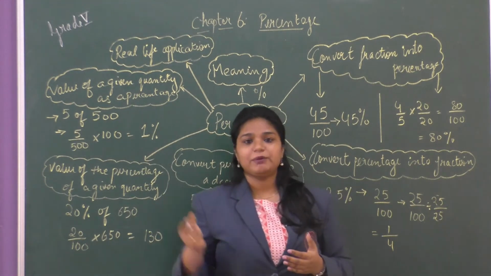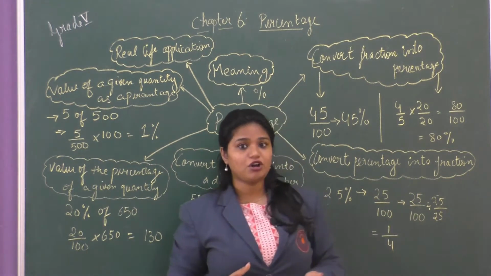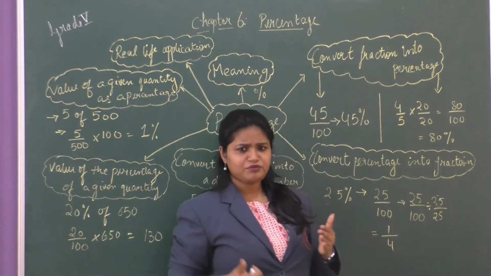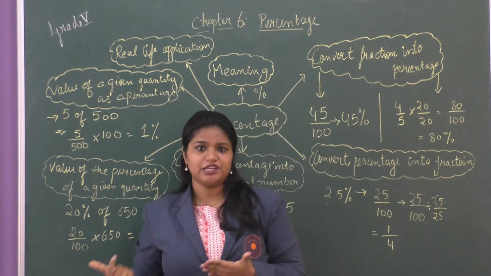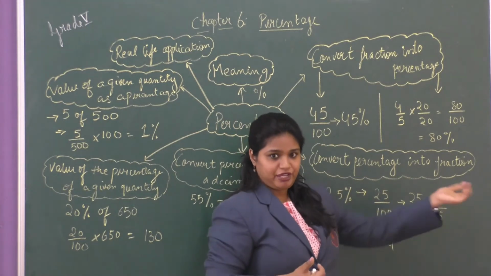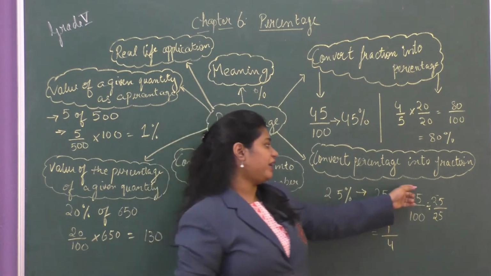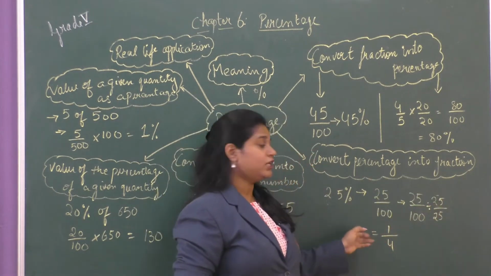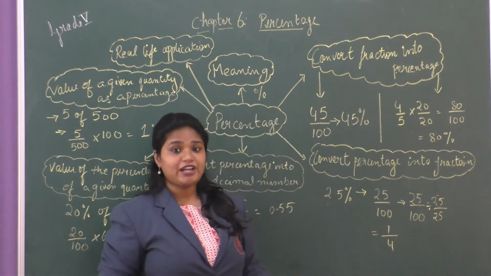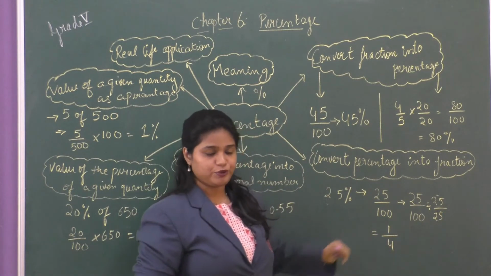Now you can simplify by cancelling the terms, or you can divide your numerator and the denominator by the HCF of 25 and 100. So we all know how to find the HCF of two numbers. So HCF of 25 and 100 is 25. So you will divide your numerator and denominator with 25. So 25 divided by 25 is 1. 100 divided by 25 is 4. So the fraction form of 25% is 1 by 4.